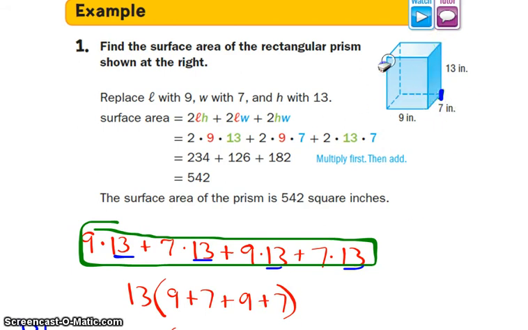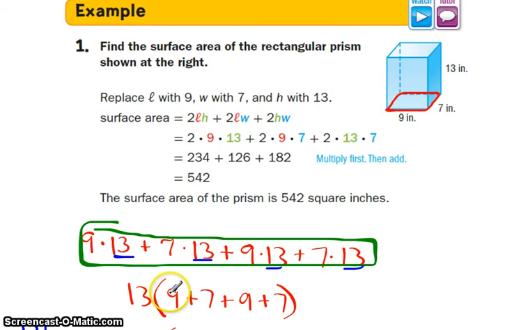Okay? So we can do a little bit of math right here. If they all have a 13 in common, let's pull that 13 out. If we pull the 13 out, what do we have left? 9, 7, 9, and 7. And guess what that happens to be? 9 plus 7 plus 9 plus 7.